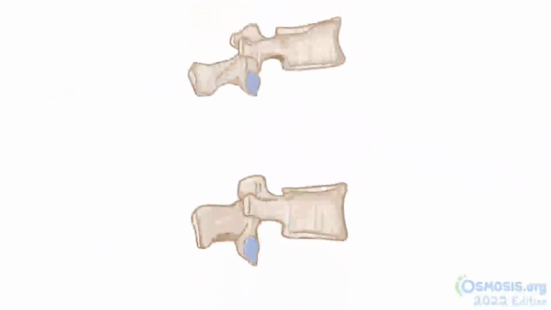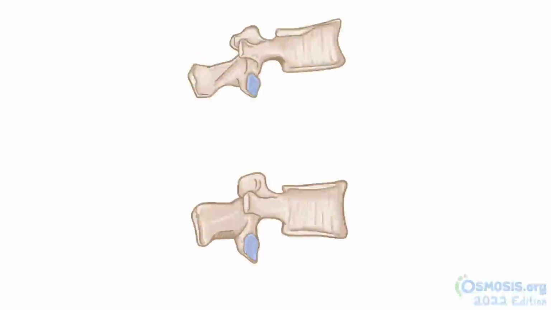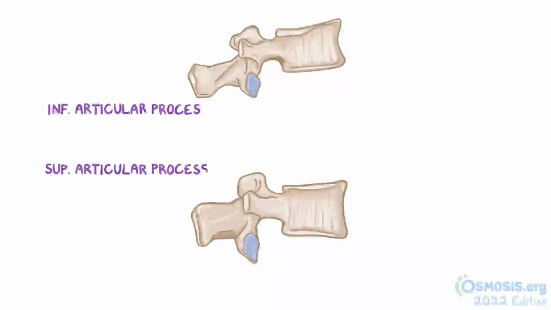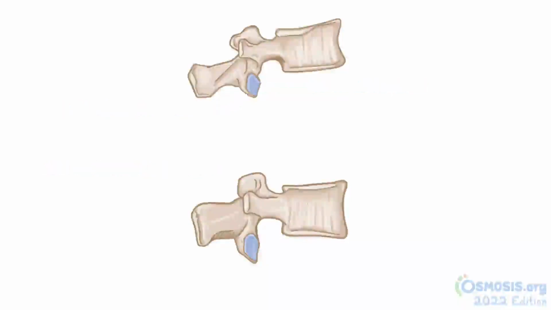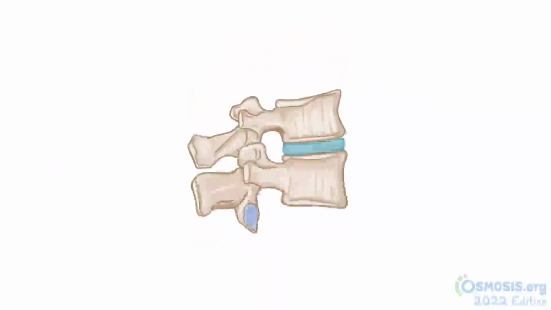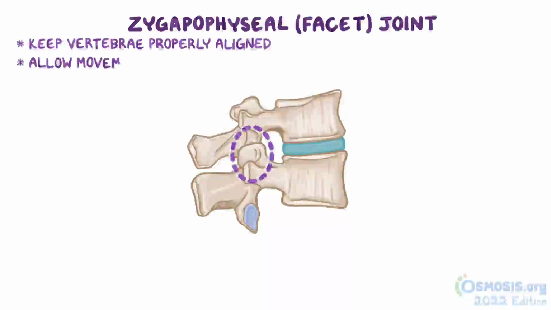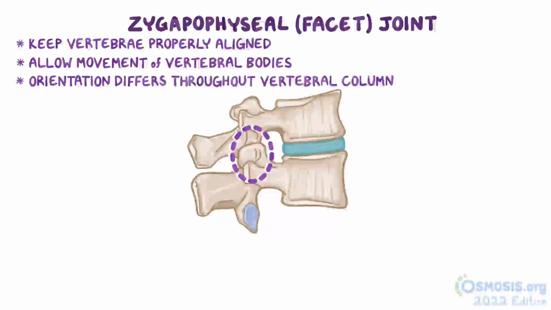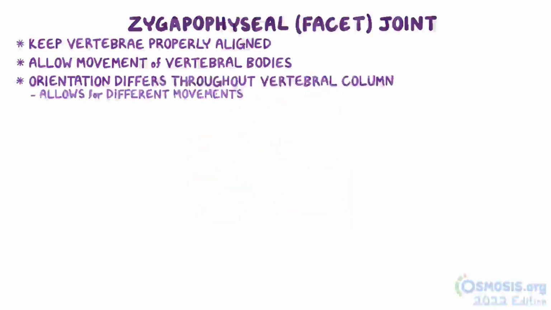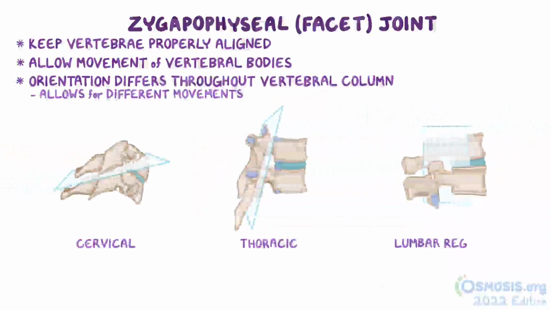So let's look at the articulation between 2 typical vertebrae from a lateral angle. The superior and inferior articular processes of each vertebra allow articulation with adjacent vertebrae via their articular facets. The inferior articular process of the top vertebra comes into contact with the superior articular process of the bottom vertebra, forming a zygapophyseal joint, also called a facet joint. The facet joints help keep the vertebrae properly aligned, while also allowing movement of the vertebral bodies. Furthermore, their orientation differs throughout the vertebral column. This allows for different movements of the vertebral bodies in the cervical, thoracic, and lumbar regions.